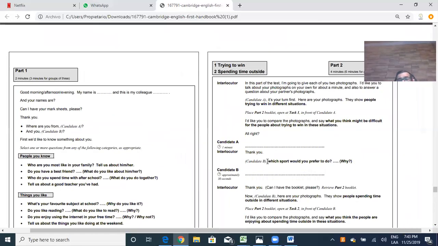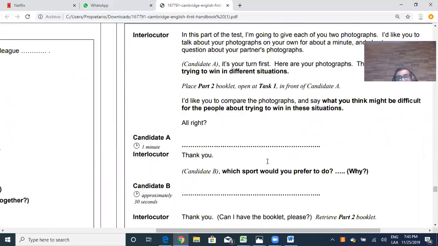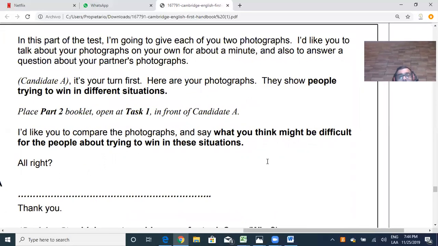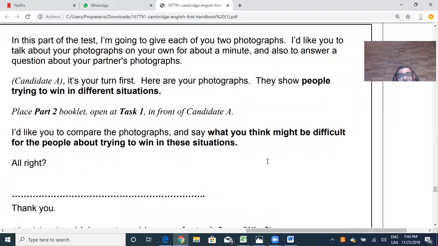Let's go to part two very quickly, okay? Part two of the test. It says, in this part of the test, I'm going to give each of you, suppose you are with another person, but I'll allow you to talk about your photographs on your own for about a minute, and also to answer a question about your partner's photographs. It's your turn first. Here are your photographs. They show people trying to win in different situations. I would like you to compare the photographs and say what you think might be difficult for the people about trying to win in these situations.